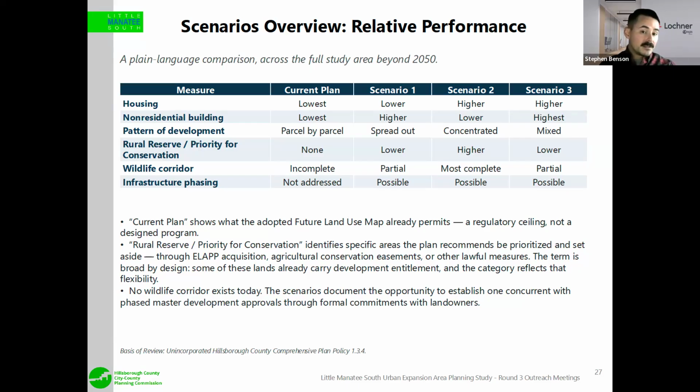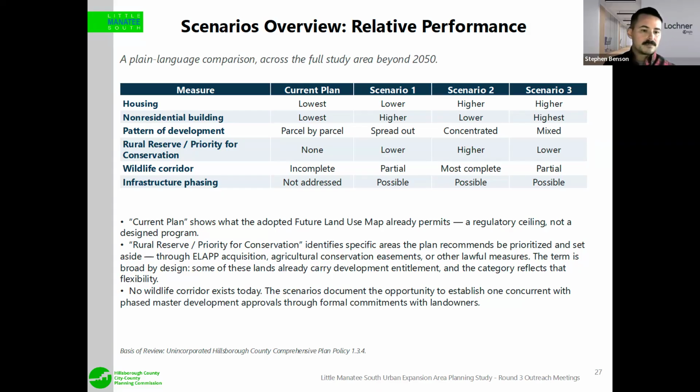In terms of the pattern of development, scenario one was the spread out scenario, where it had the lowest density development spread across the most land. Scenario two was that highly concentrated development that only opened up a couple of areas for development and left everything else the same, or identified for rural reserve or a priority for conservation. And then scenario three showed more of a mixed future that combined different elements of scenario one and scenario two, and introduced more employment.